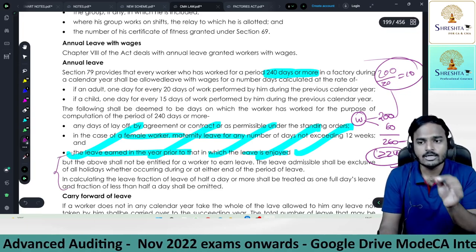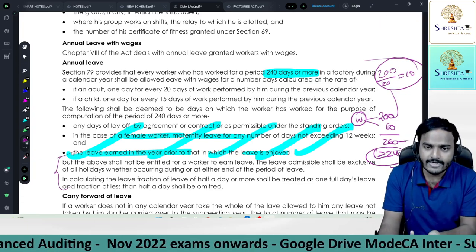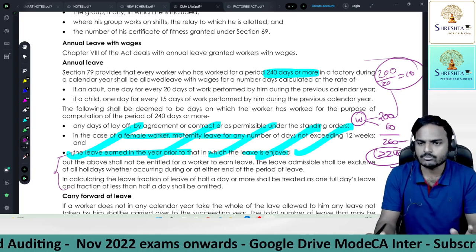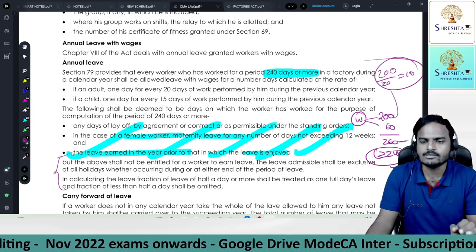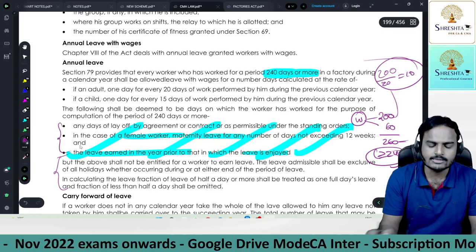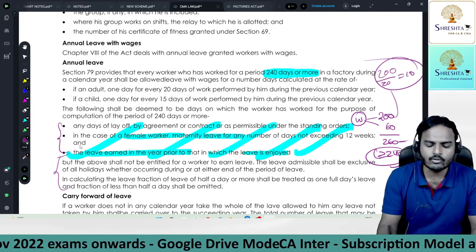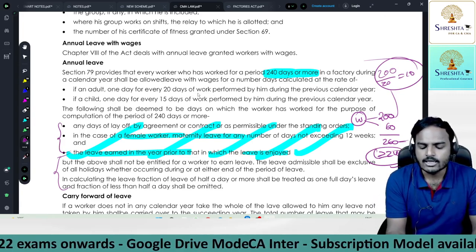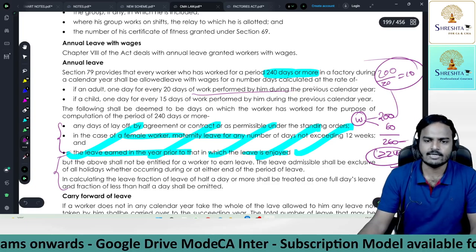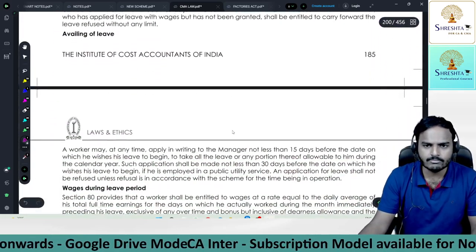Don't get confused. So watch it again and read this point one more time. You'll get clarity. For the purpose of eligibility, I'll consider all these days as working days. But for the purpose of counting, only the number of days he or she worked, I will consider. Next, carry forward of leave also completed.